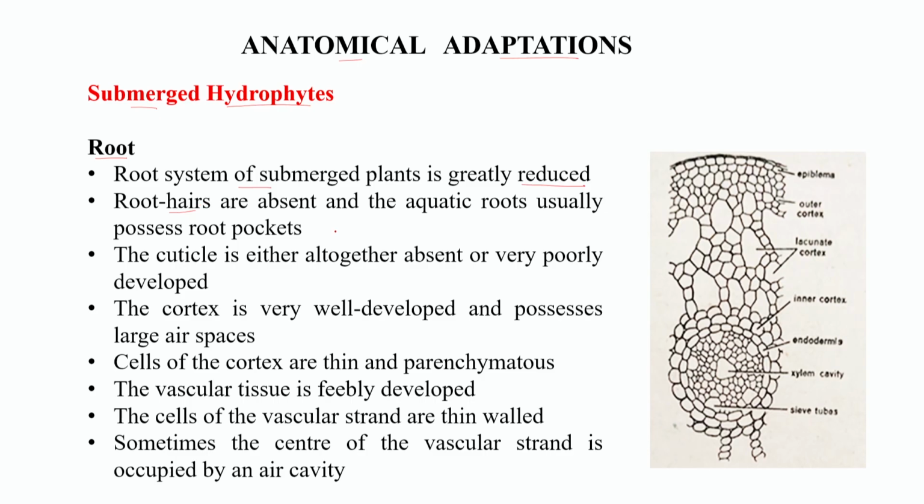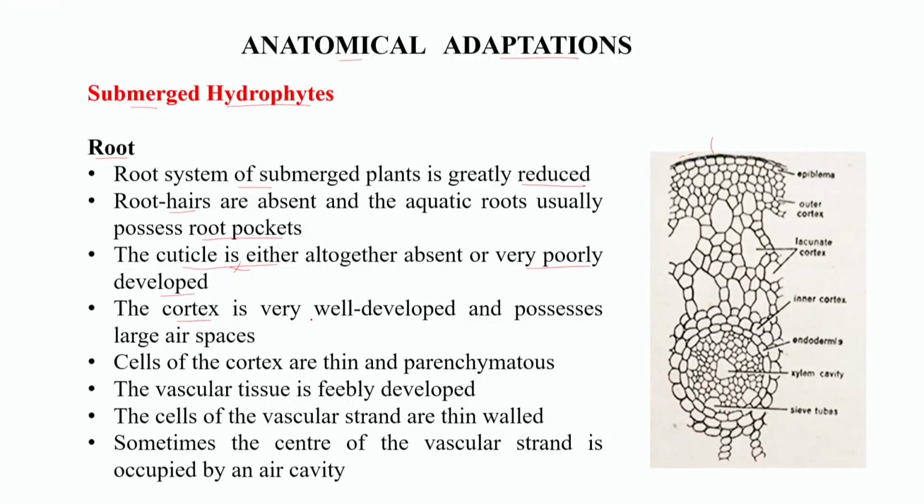Now in the roots, you will not see any root hairs because they don't need to increase the surface area of the root for better absorption. Root pockets are there. Cuticle, which is found in the outer layer, will be completely absent because they don't need to prevent any water loss, since they are living in water, so no desiccation problem is there, and it will be poorly developed. Whenever cuticle is present, its function is not preventing water loss, but preventing some microbial infection.